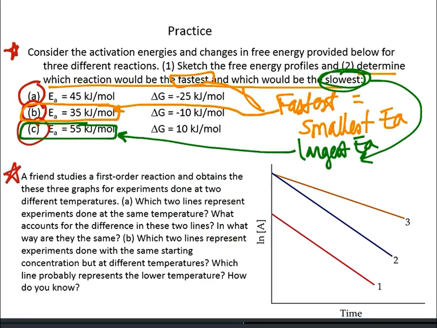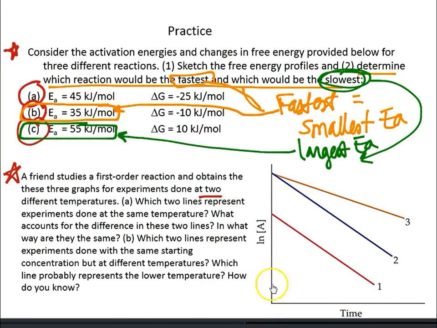Let's do the second part. We have a friend studying a first order reaction who obtains these three graphs for experiments done at two different temperatures. Which lines represent experiments done at the same temperature? So here we have the natural log of A as a function of time. So this is basically a first order reaction. We know that because this plot is linear.